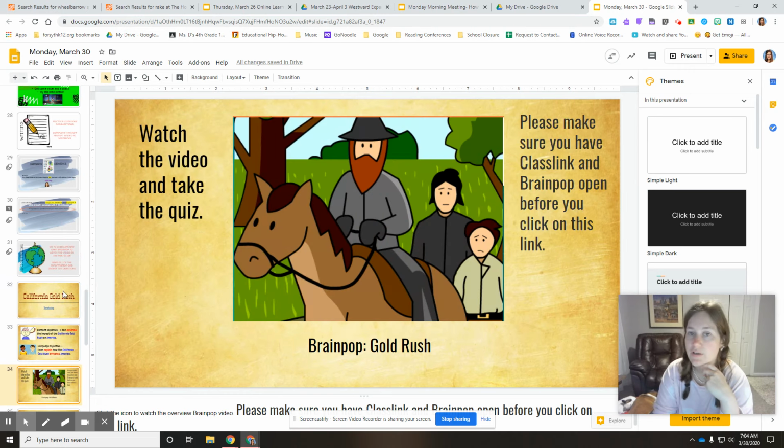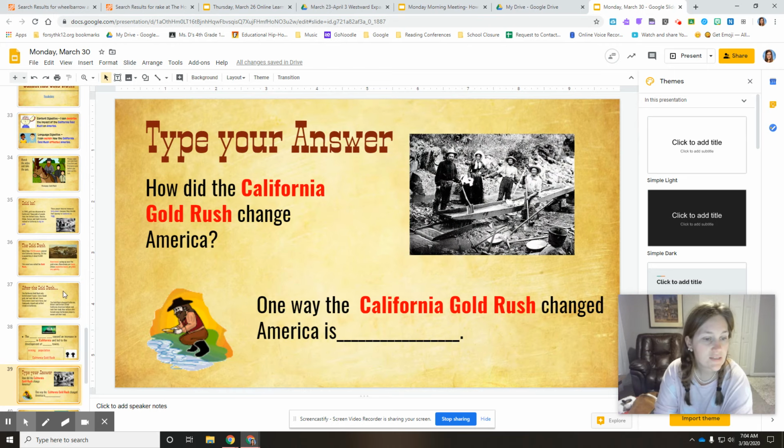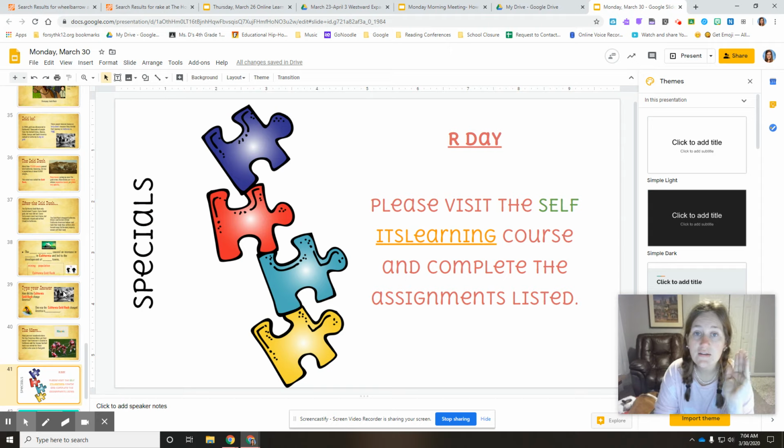And then we're learning about the Gold Rush in social studies. You've got some fill in the blanks and a short answer, a little did you know fact, and then going into the SELF activity in the It's Learning course to complete your SELF assignment for the day.